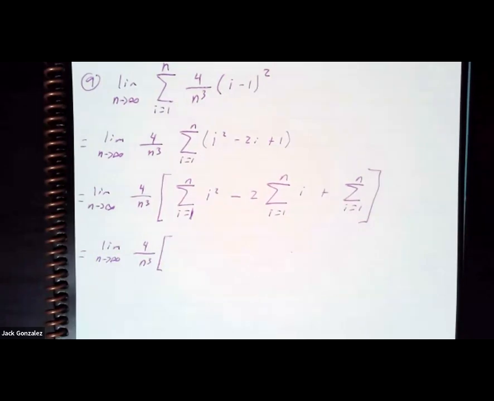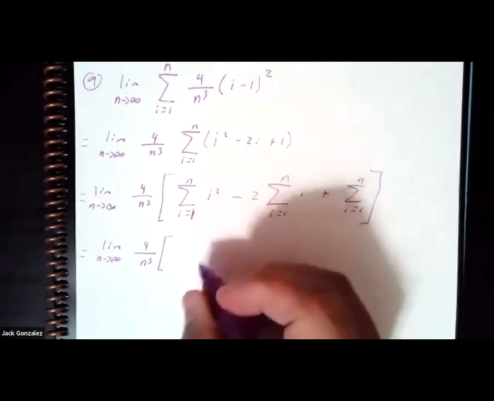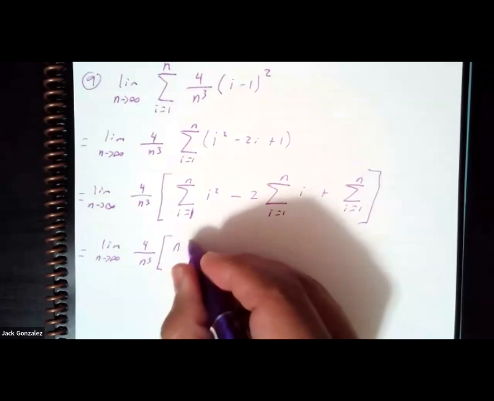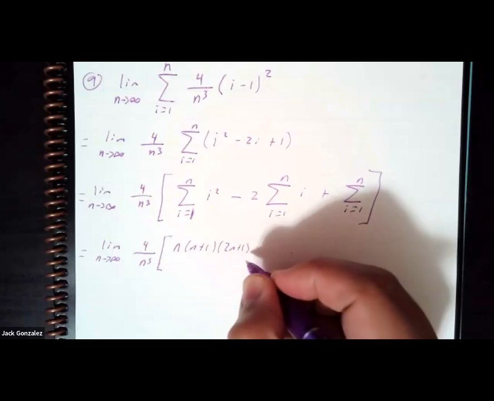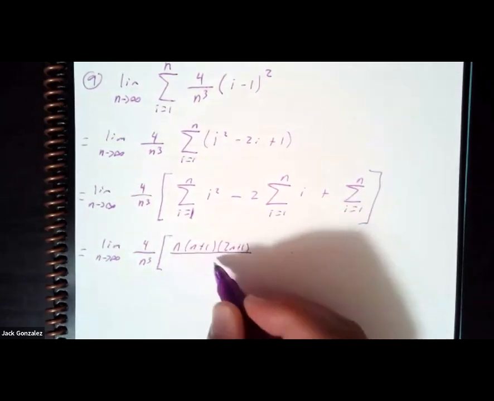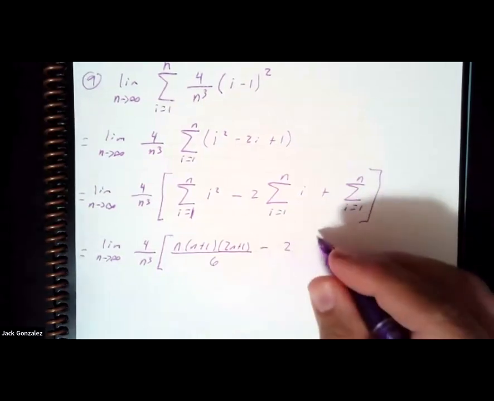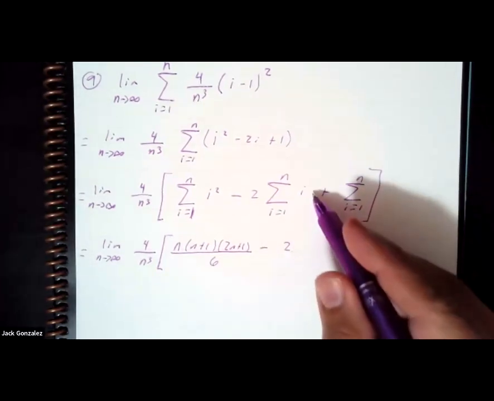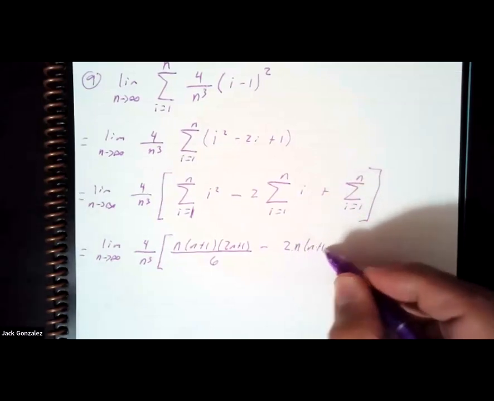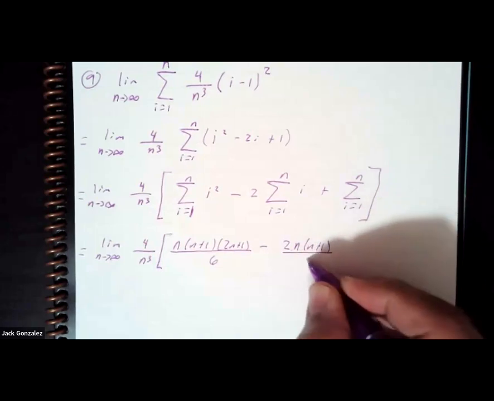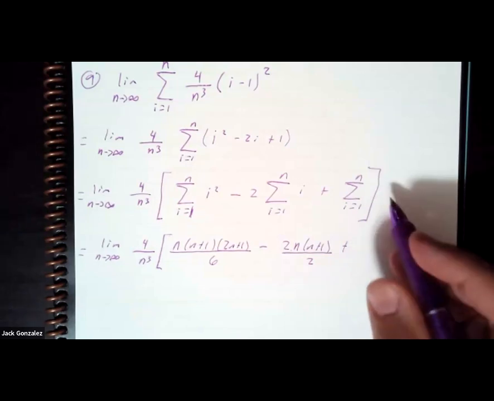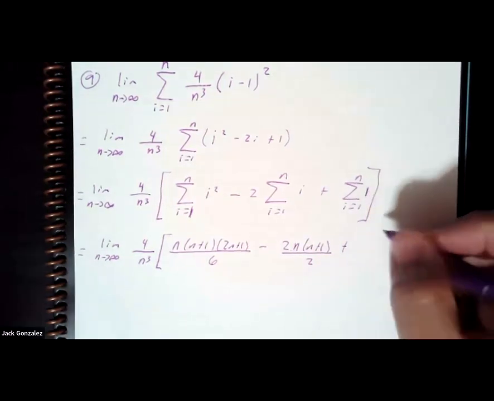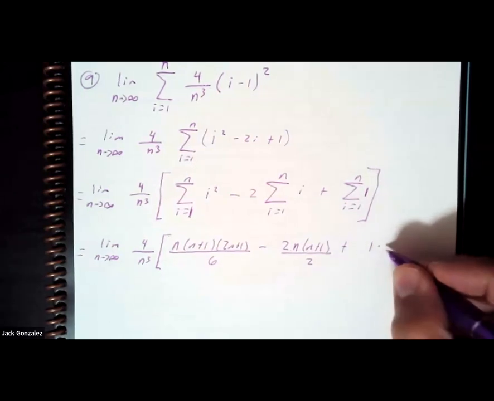Okay. So the i squared formula. This guy right here is going to become n times n plus 1 times 2n plus 1 over 6, minus 2 times the i, which will become n times n plus 1 over 2, plus, this is a single 1, I forgot to write it. That will simply be 1 times n.